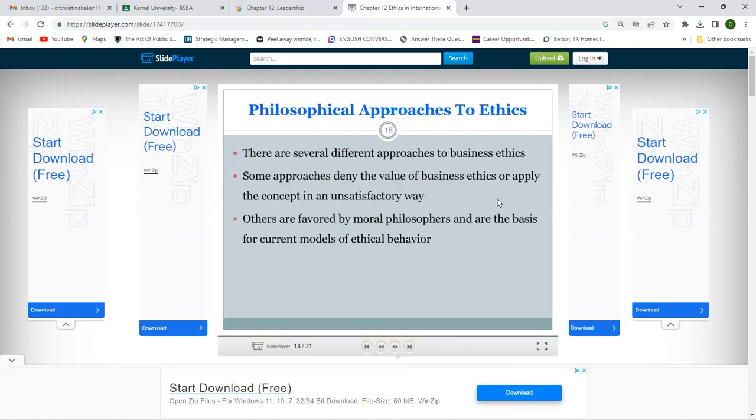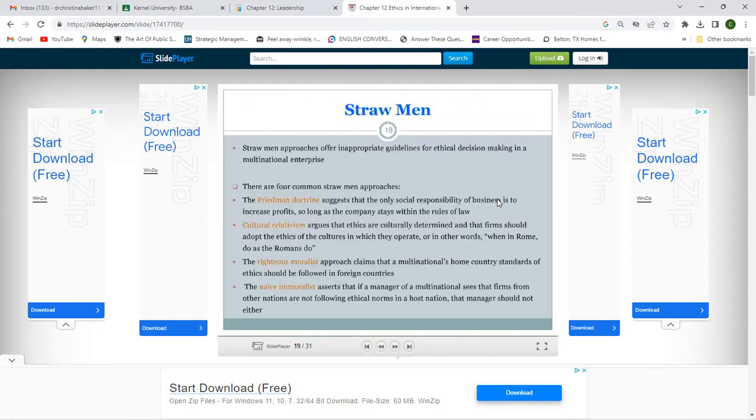There are several different approaches to business ethics. Some approaches deny the value of business ethics or apply the concept in an unsatisfactory way. Others are favored by moral philosophers and are the basis for current models of ethical behavior. We have straw man approaches, which offer inappropriate guidelines for ethical decision-making in a multinational enterprise. There are four common straw man approaches.